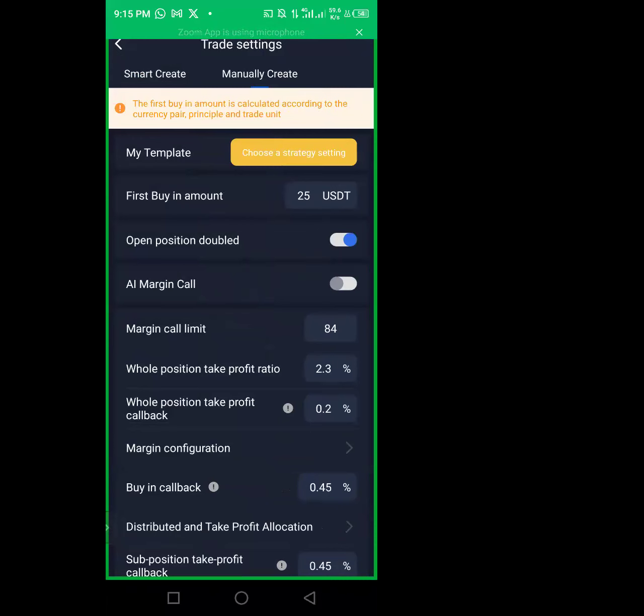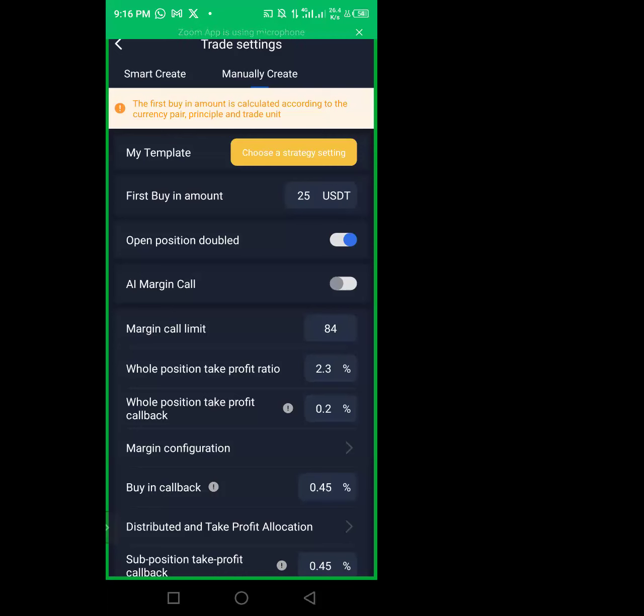It's using 25 as first buy, but the open position doubled is on, in the sense that once this robot starts this trade, instead of using 25, it will use 50 to buy the first trade.